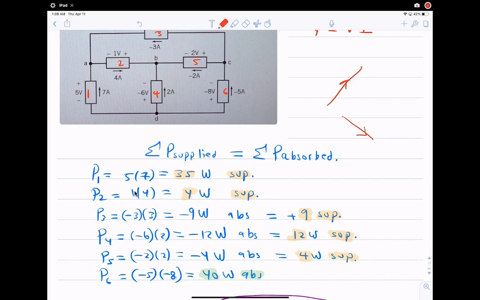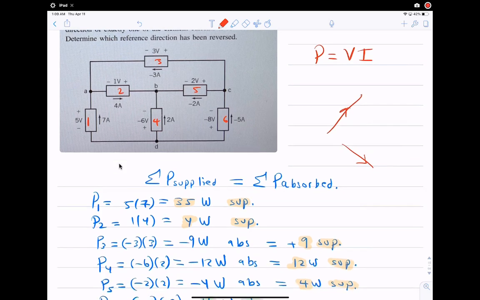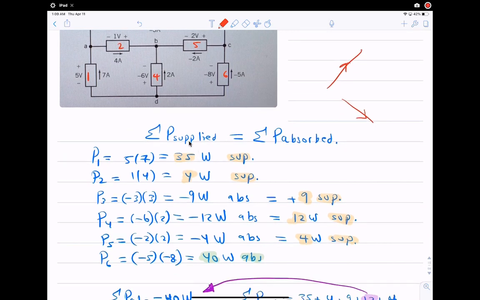Now we're done calculating all the powers. What would I do next? Think. I already said the total power supplied has to equal the total power absorbed. But at the same time, I know that this circuit is not real. Why? Because there's one exception. There's one element that is inverted or reversed. So which one is it? I would say let's go with the flow and find the total power supplied, find the total power absorbed, and then we would figure out something.